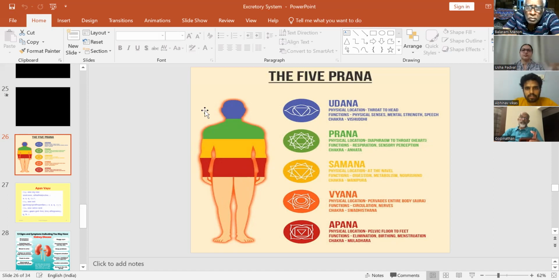So you know, prana governs the respiratory system. It is like nourishment. Apana is like the excretory system. It is the elimination of the waste. Udana is at the throat and whatever is there in the head. Samana is digestion. We'll just see here.